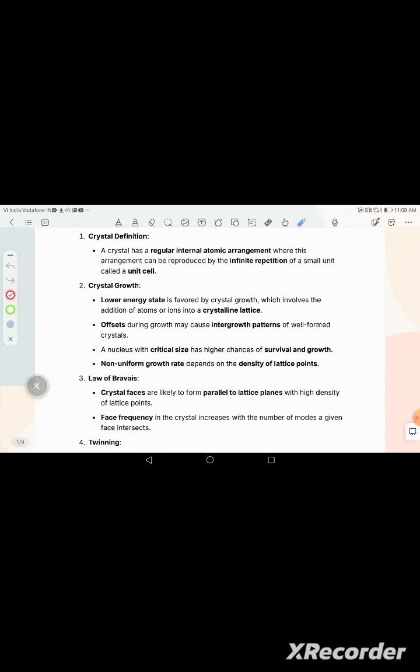When the energy state is low, which is good for crystal growth, an offset during the growth may cause the intergrowth pattern. Whenever there is offset during the growth, an intergrowth pattern occurs, and that causes the twinning. Now, what is the Bravais law? Bravais law says that whenever there are points, the face will form where the density is more. This means these vertical faces will form rather than these oblique faces.